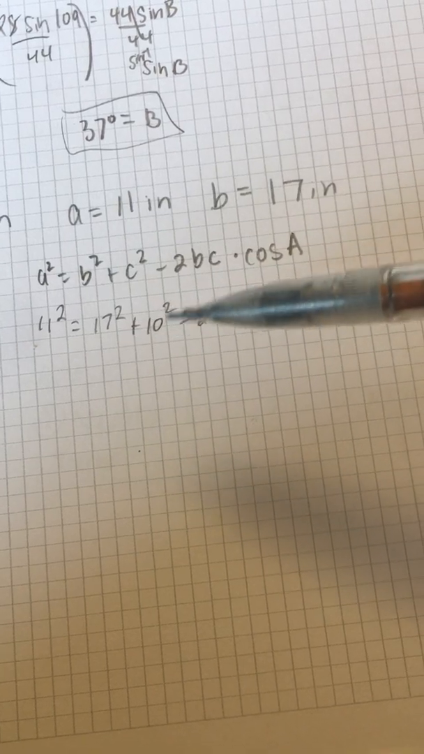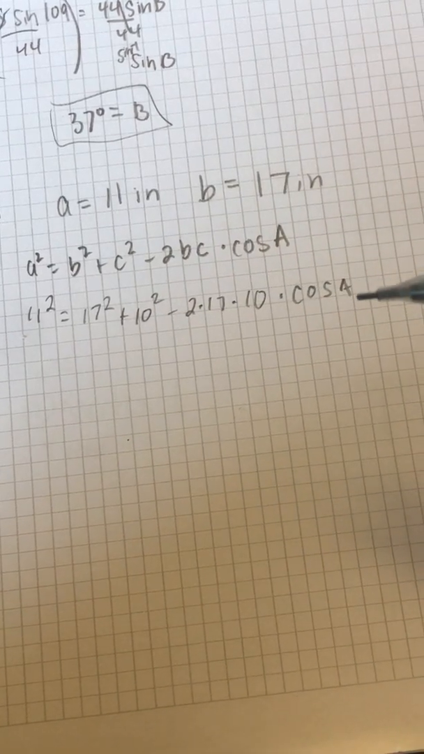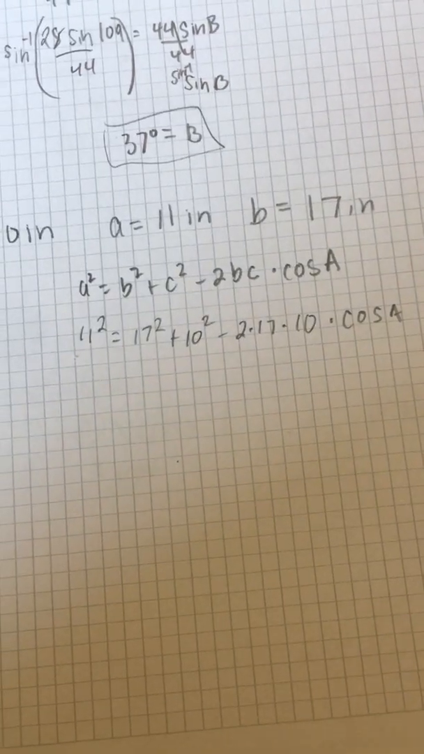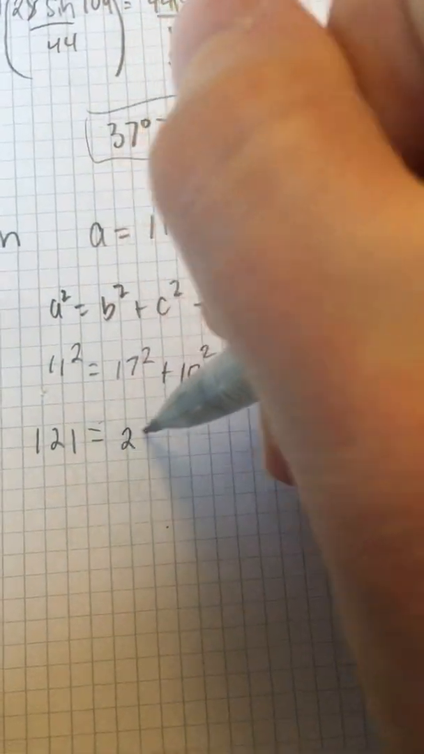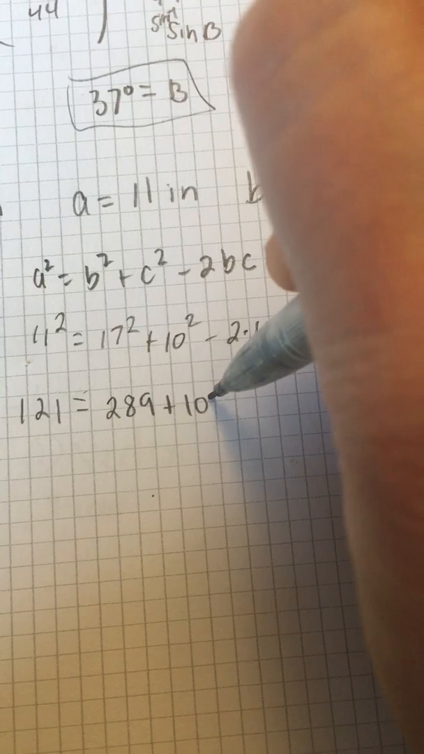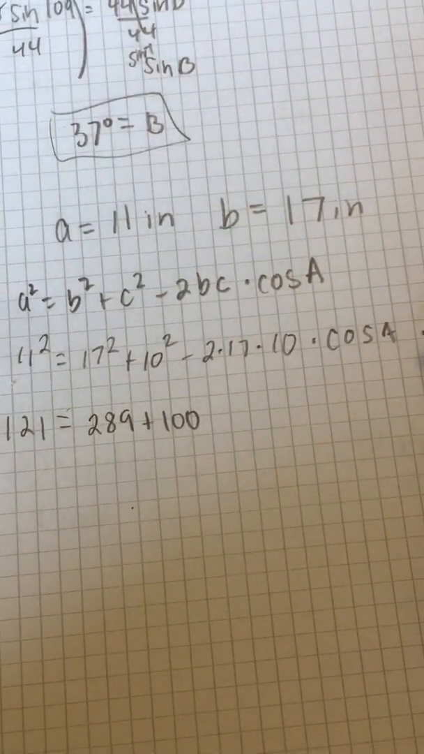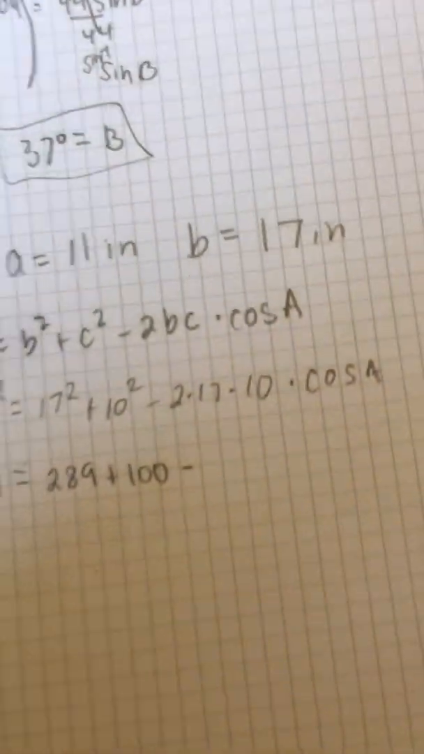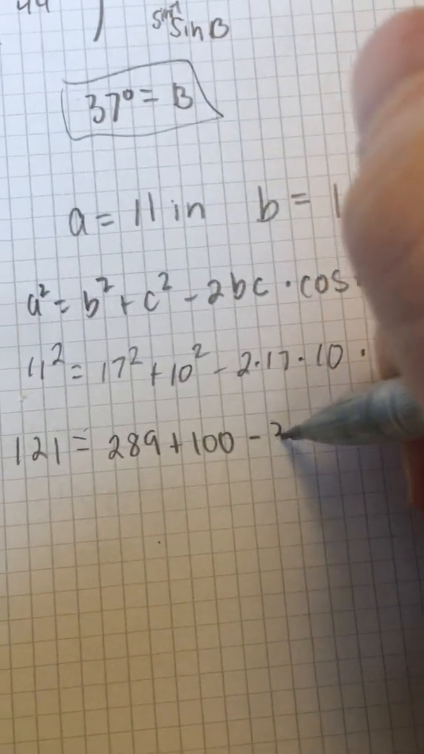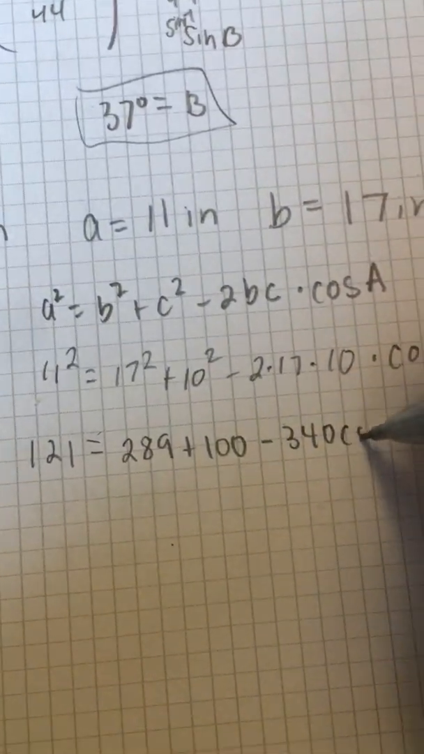B is 17 squared plus 10 squared minus 2 times 17 times 10 times the cosine of A. And so 11 squared is 121. And the 17 squared is 289. So I just evaluate what I know. 289 plus 100. And then these things you have to understand are all being multiplied together. So we can multiply 2 times 17 times 10 and get minus 340 times the cosine of A.